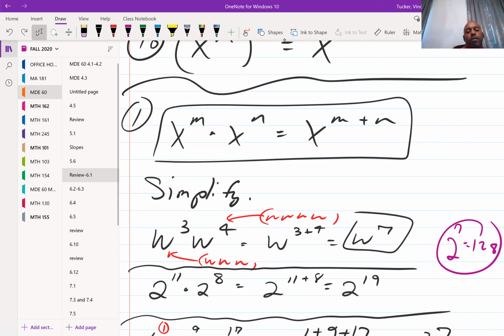Same thing with 2 to the 11 times 2 to the 8th. Add your exponents, that's 2 to the 19th.